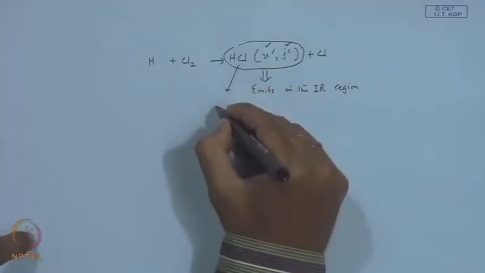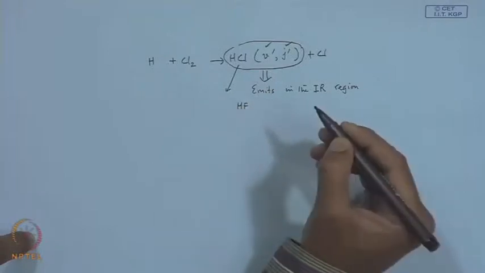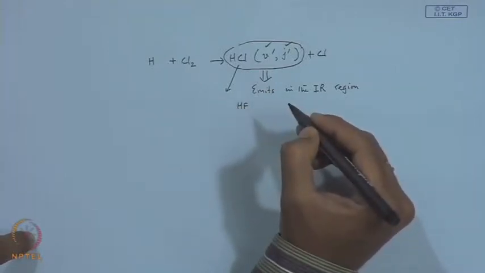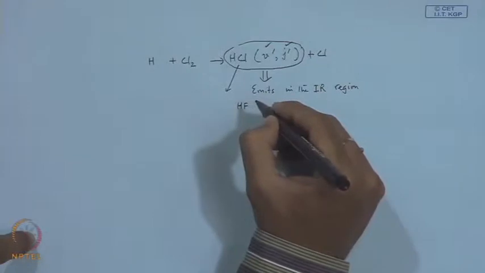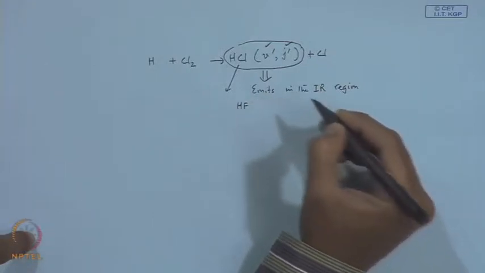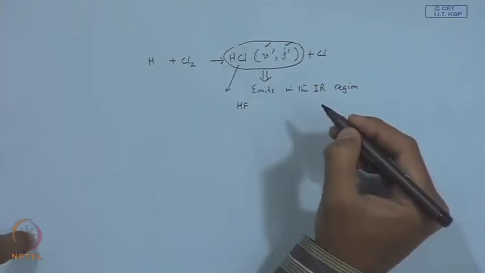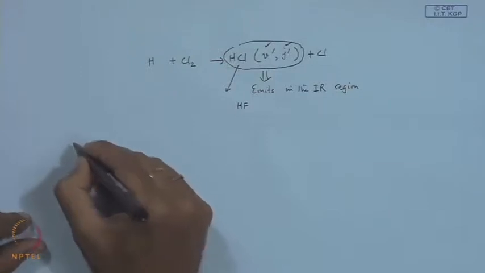Although it is selective, like for HCl or maybe for HF, you can apply this. That means your species should have the capability of emitting in the optical spectroscopic region, maybe visible, maybe IR. But here we talked about this IR chemiluminescence. Next, another method is called laser induced fluorescence.